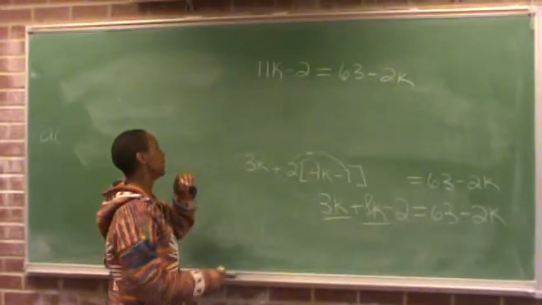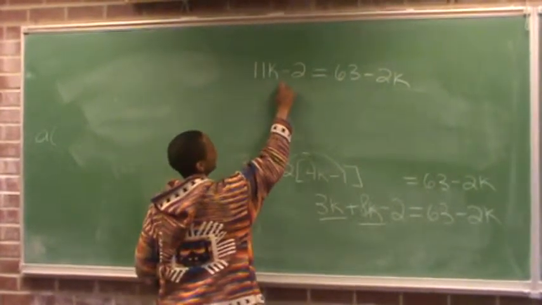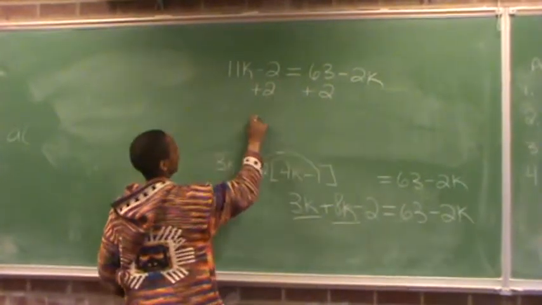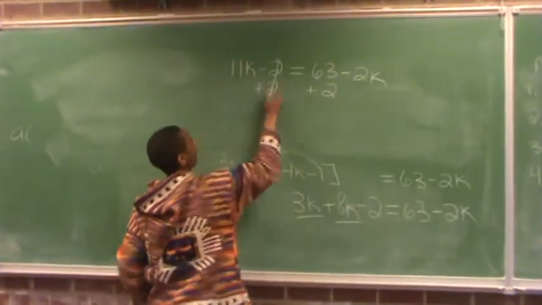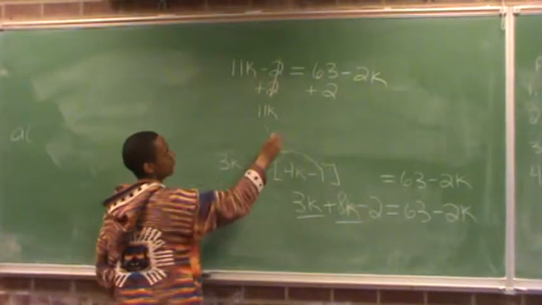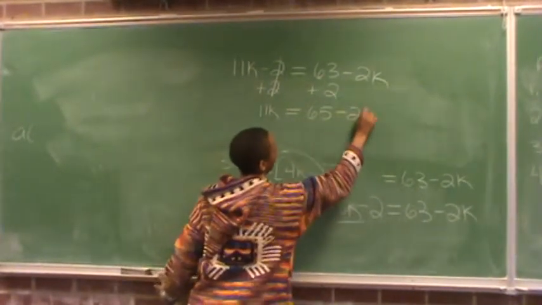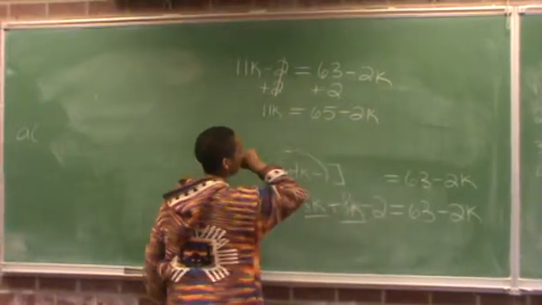So I'm going to move it. Since the 2 is subtracted, to get rid of it, I add it to both sides, and these get canceled. All I'm left with is 11k. 63 plus 2 gives me 65. I write down my minus 2k.